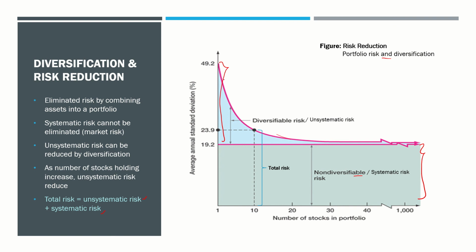Jadi lagi banyak stok yang kita hold, lagi kuranglah risiko yang melibatkan unsystematic risk. Lama-lama dia jadi sama dengan line systematic risk. Jadi macam tak ada lah unsystematic risk tu. So ini fungsi diversification dalam mengurangkan risiko.